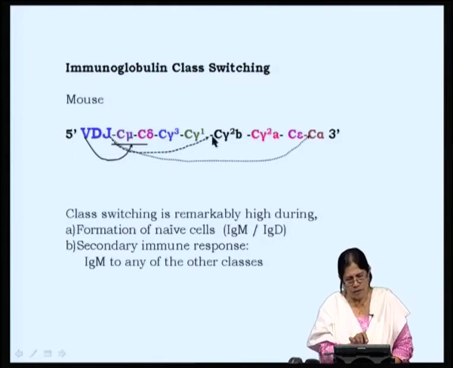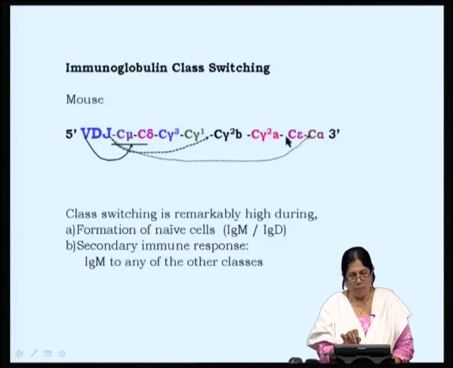Then there are 4 gene segments for immunoglobulin G, constant domain G3, constant domain G1, constant domain G2b, and constant domain G2a. Now, this is mouse, because in human it is simpler, it is 1, 2, 3, 4. So, human also have 4. Then follows in the immunoglobulin gene organization, you have constant domain epsilon, that is IgE, and then constant domain alpha.